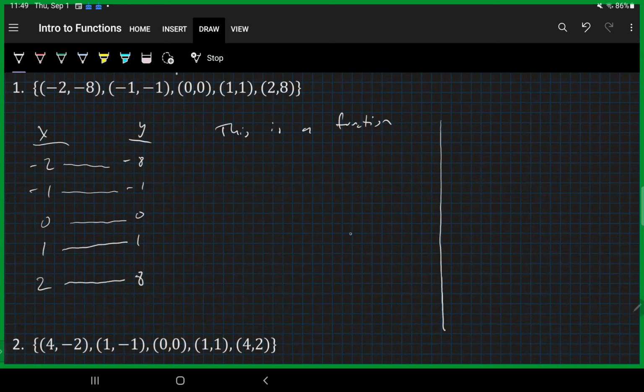If I want to look at what's going on graphically, let's plot these points. So we get a picture of what's going on with this. X and Y. 0, 0, 1, 1, 2 goes to 8, 4, 5, 7, 8. And I apologize for counting. -2 goes down to -8.